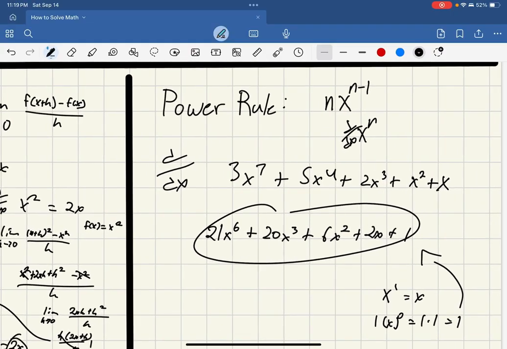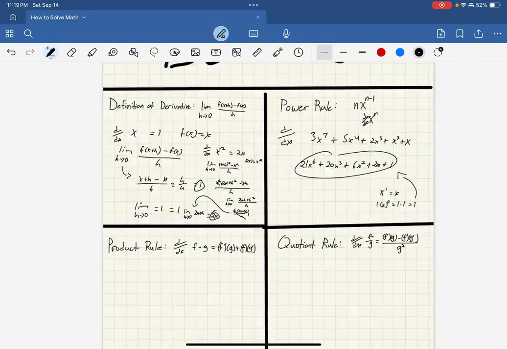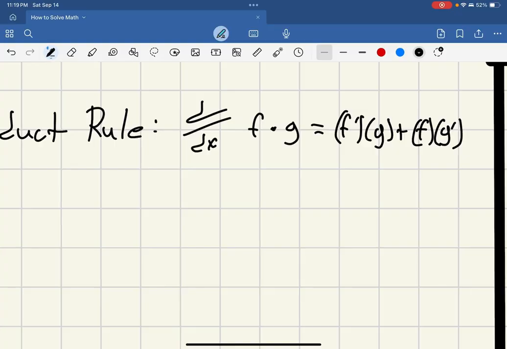And that's why this is going to be your answer for the power rule. Here we have, sorry, that's not what I meant to do. Whoa, wrong page. Here we have the product rule over here.